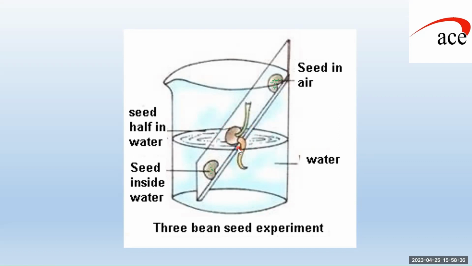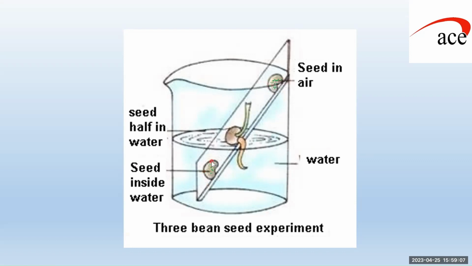The middle seed germinates because it gets oxygen from the air and it gets water. It's halfway in water, halfway in air, right? So it gets oxygen as well as water. But the top seed is only present in air. It has complete access to oxygen but not to water. For this reason, it will not germinate.